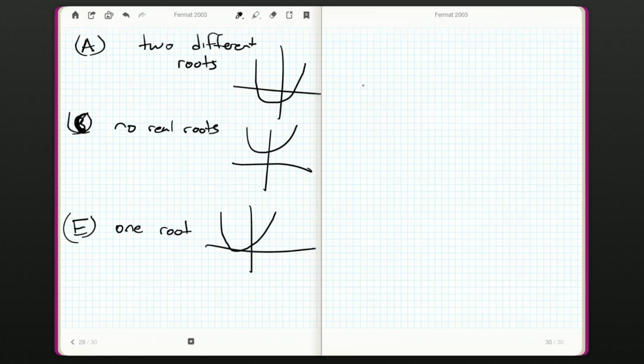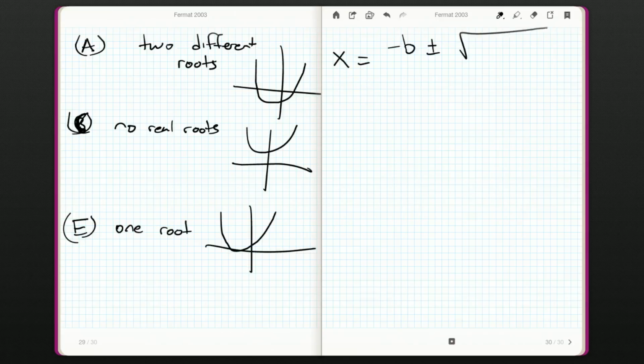Okay, so there's actually a neat way to test whether or not something has two different roots, no real roots, or just one root. And if you remember the quadratic formula, negative b plus or minus square root of b squared minus 4ac all over 2a. If there are no real roots, it's because this expression here, you're trying to square root a negative number.